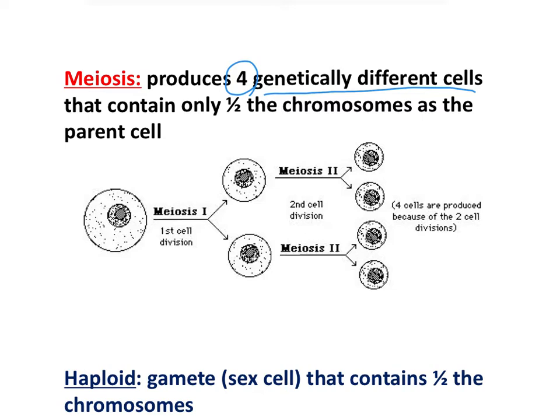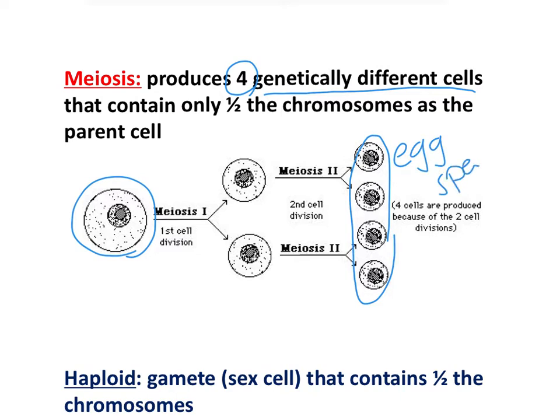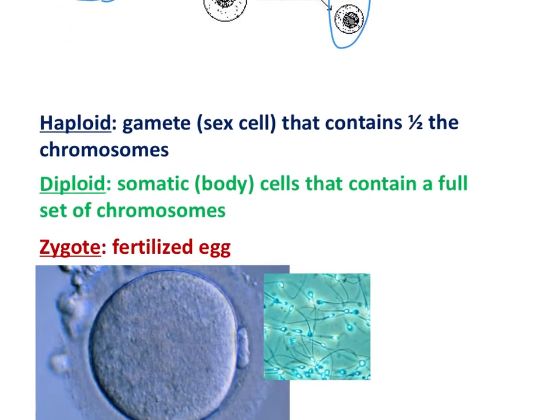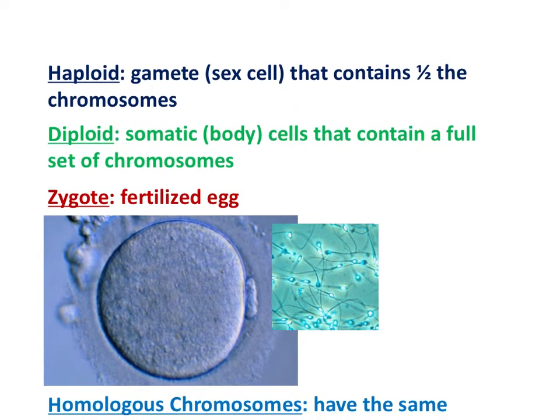During meiosis, the original cell contains a full set of chromosomes, whereas the resulting cells, which will become egg or sperm, will contain only half the amount of the DNA. We call those resulting cells haploid. A haploid cell is a sex cell, and it is a sex cell that contains half the chromosomes.